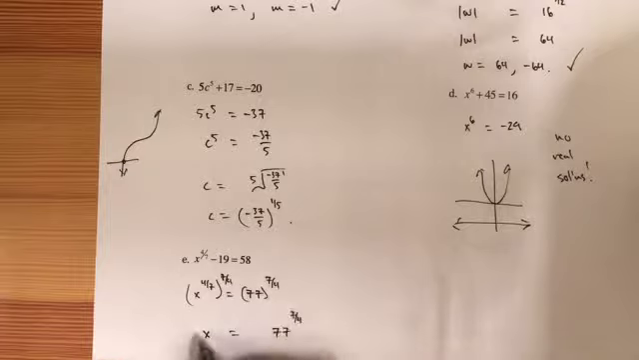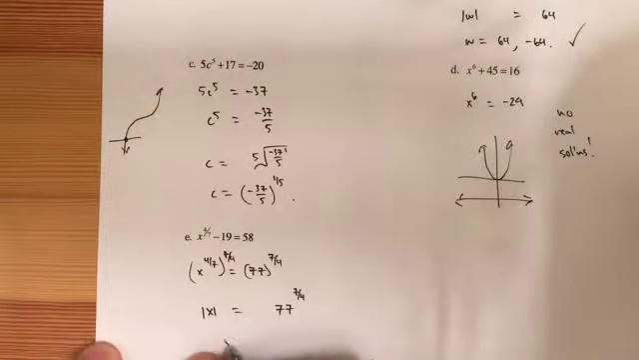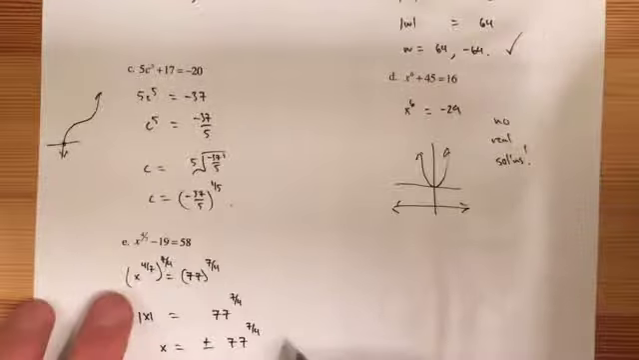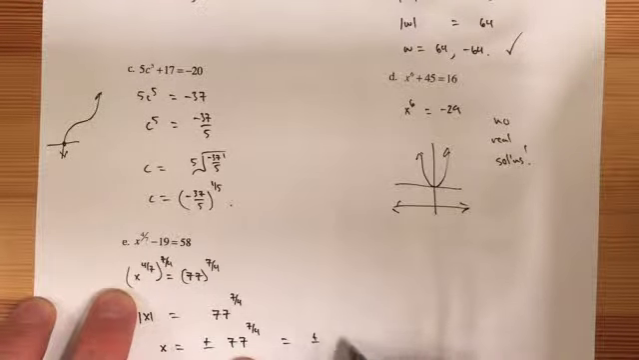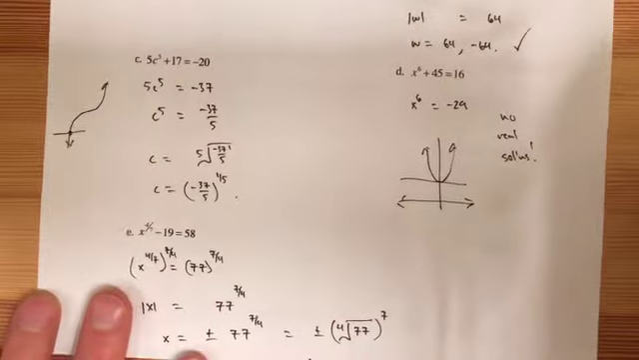But I took an even root, so it should be absolute value x. So I should get x is equal to plus or minus 77 to the 7/4 power, which is also plus or minus 4th root of 77, all of the 7ths, depending on how I want to write it.